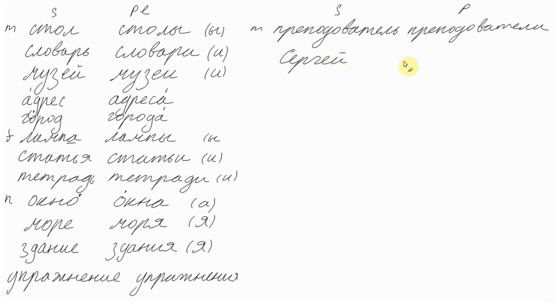Personal name. Сергей. And the plural of Сергей will be Сергеи. Сергеи. And let's assume you will come across the name Андрей. What would be the plural of Андрей? Андреи. Сергеи. Андреи.